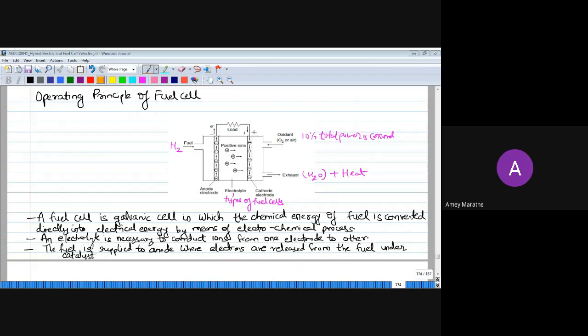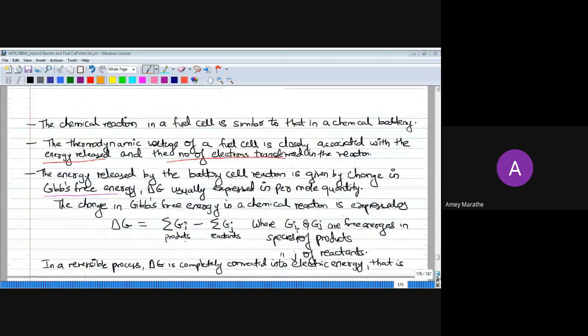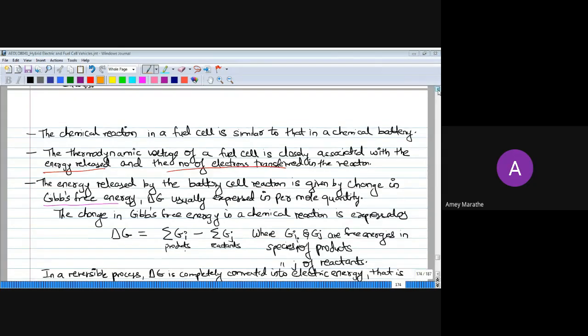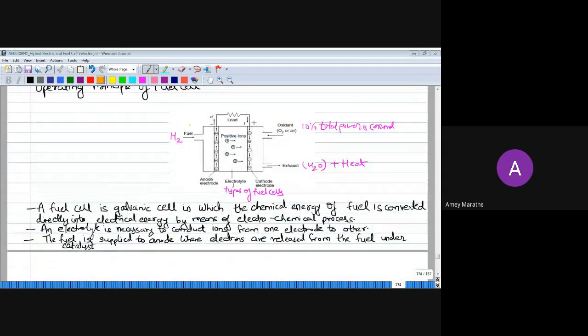Basically, an electrolyte is necessary to conduct ions from one electrode to another, and the fuel is supplied to the anode, whereas the electrons are released from the fuel with the help of a catalyst, which speeds up the entire reaction. The chemical reaction in a fuel cell is very similar to the one which takes place in a battery. But the basic difference is that as long as you can supply fuel, the fuel cell will be able to give you electricity, which is not the case in a battery.